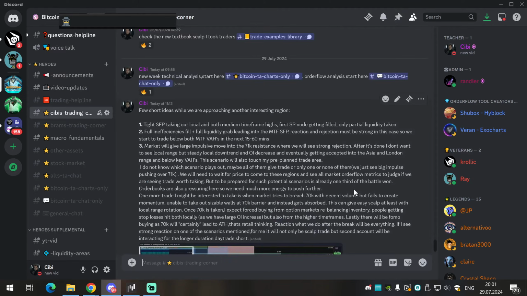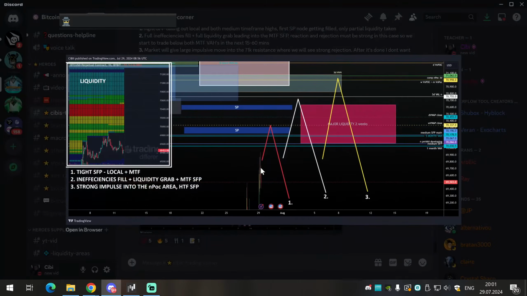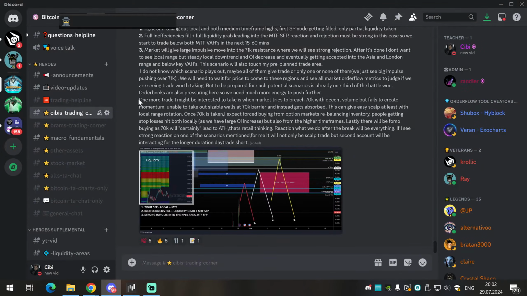So I was doing this preparation post. You can stop the video and read about it because I was planning for myself 3 potential scenarios for the swing failure pattern. We actually did something in between. This was like a bonus scenario where I was mentioning, where is it? One more trade I might be interested to take is when market tries to breach 70k. This was similar to this bonus trade here.